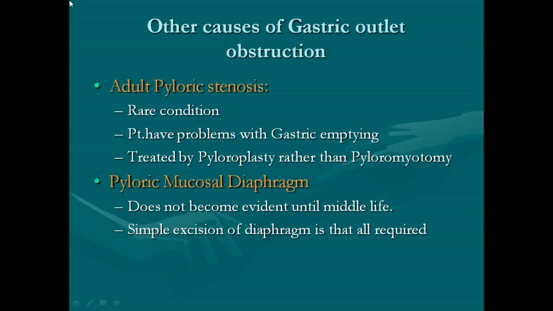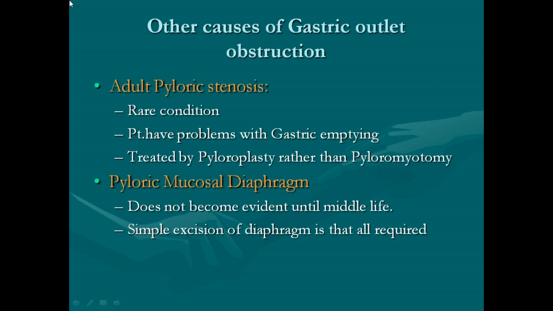So this is a very rare condition. Usually patients with adult pyloric stenosis have problems with gastric emptying. So there will be delayed gastric emptying. In case of congenital pyloric stenosis, you do a Ramstedt surgery, that is pyloromyotomy. But here you don't do any pyloromyotomy. Instead, you can plan for a pyloroplasty. So in adult pyloric stenosis, you do pyloroplasty.